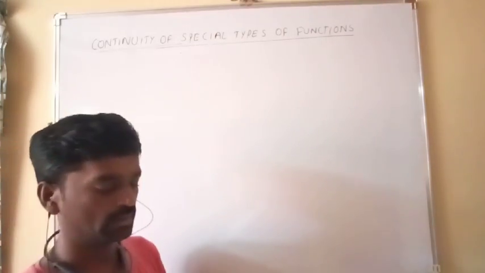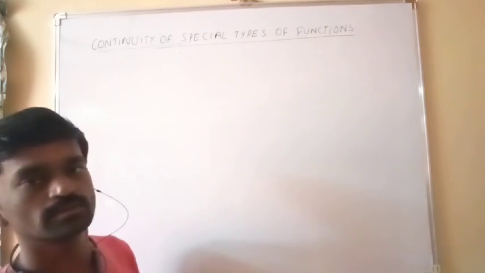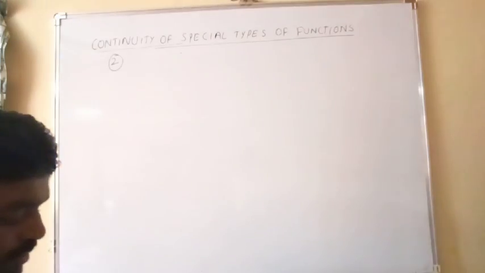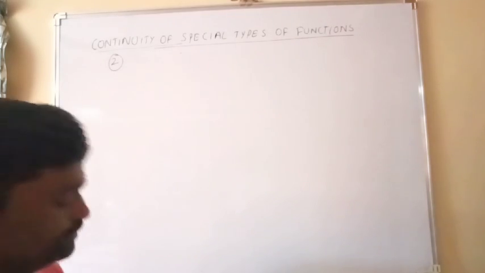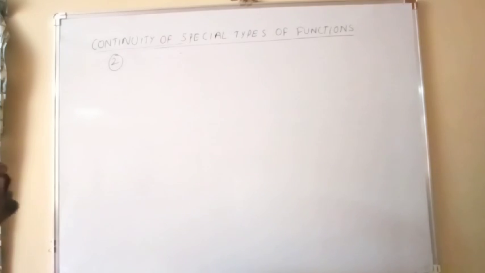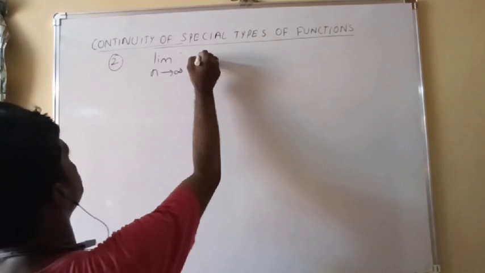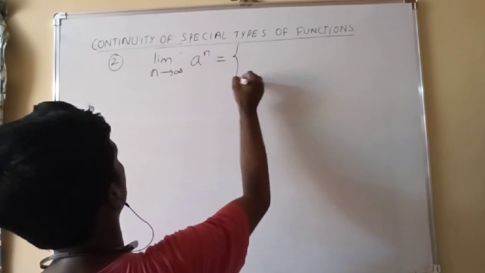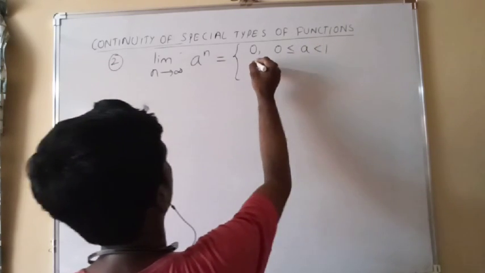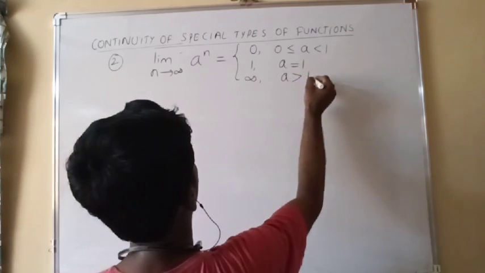Next, continuity of the function. In special types of functions, the first model is over. So second model: continuity of the function involving limit n tends to infinity of a power n. We know that it is equal to 0 for 0 less than or equal to a less than 1, it is equal to 1 when a is equal to 1, and it is infinite when a is greater than 1.